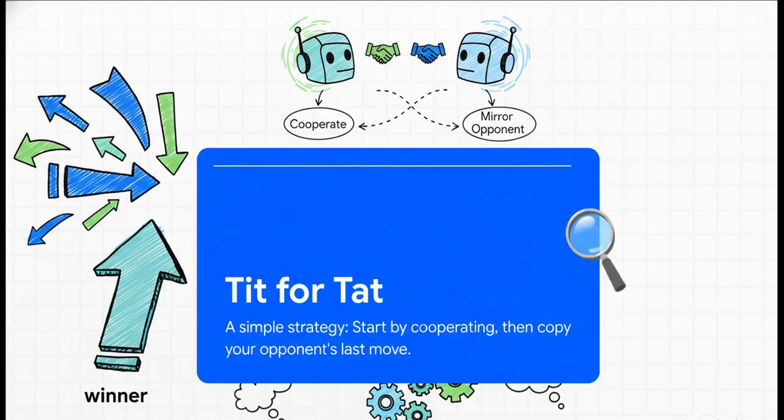Step 1, start by cooperating. Step 2, after that, just do whatever your opponent did on the last move. That's it. Simple as that.